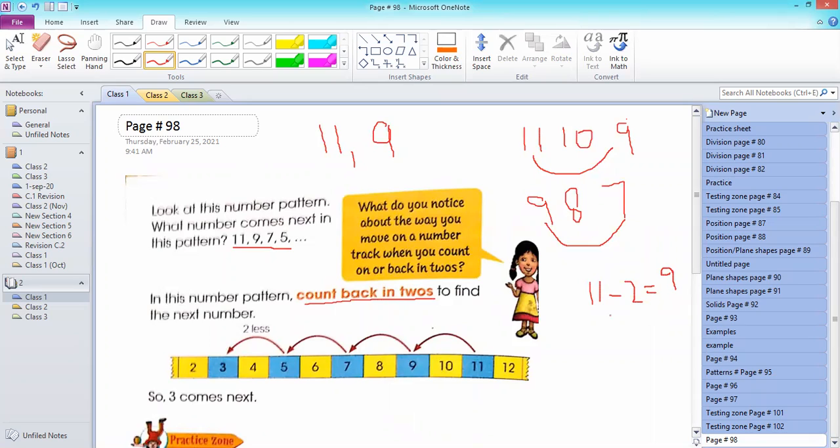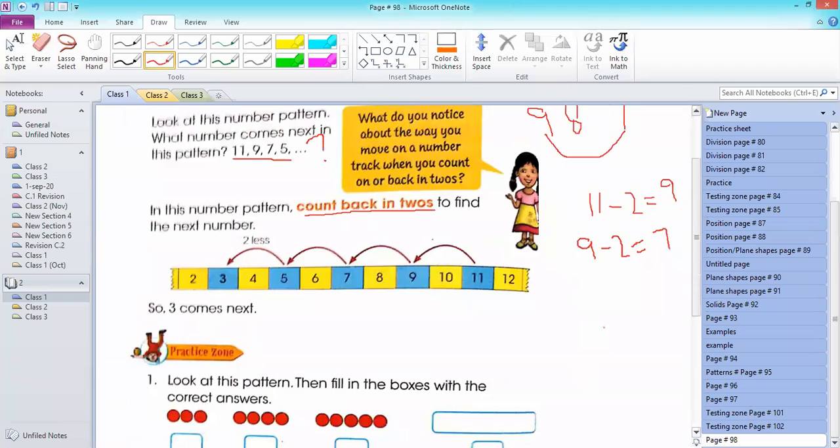11 minus what will give you 9? 2. 11 minus 1 is equal to 10. Okay. Then 9 minus 2 is equal to 7. 7 minus 2 is equal to 5. Now you have to find out what will come after 5.